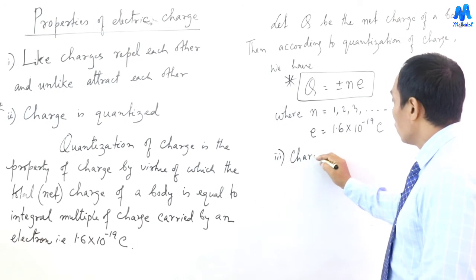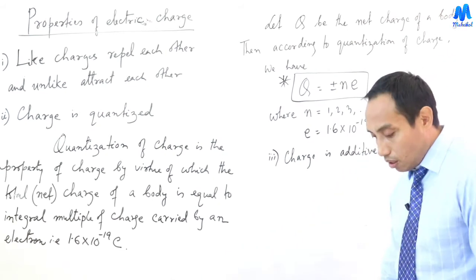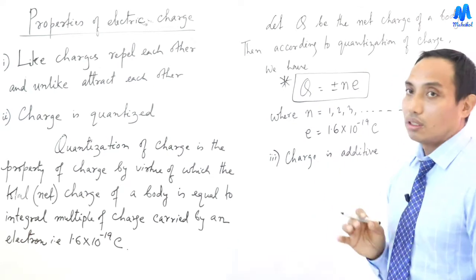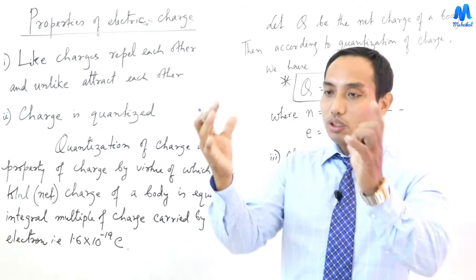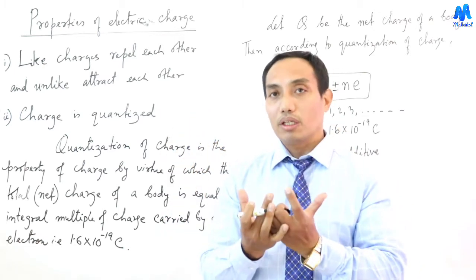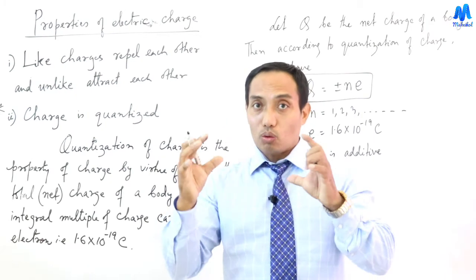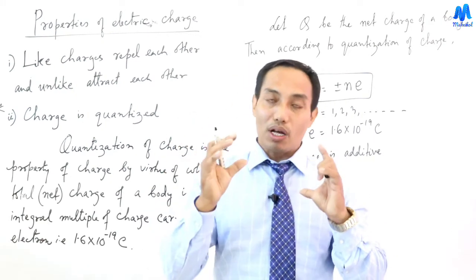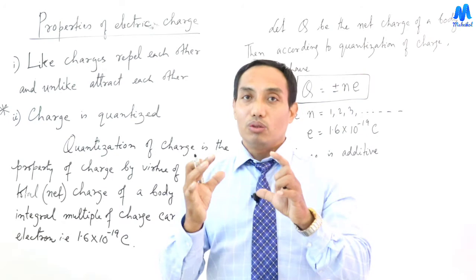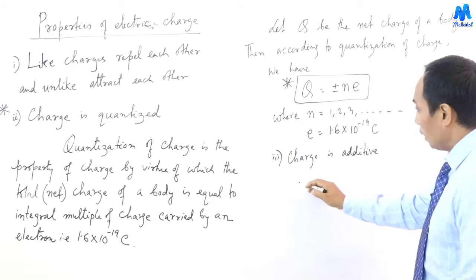Next, property number 3: charge is additive. That is additivity of charge. Charges located at different places of a body can be added algebraically, so that we can find out the total charge of that body.